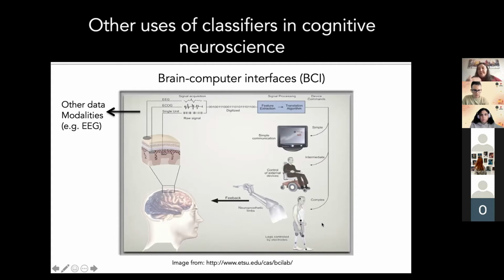So they can basically, with brain activity patterns, actually control these types of devices. This is one applied domain, let me put it that way, but it is also applied in traditional cognitive neuroscience research with EEG, MEG, and even ECoG data as well.